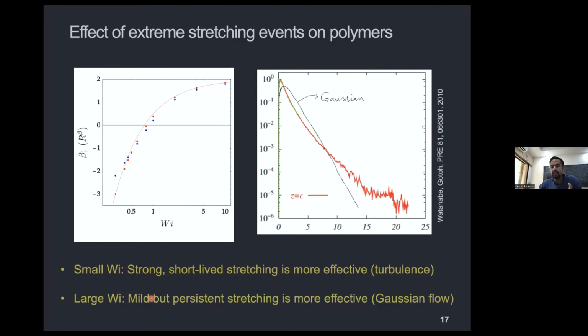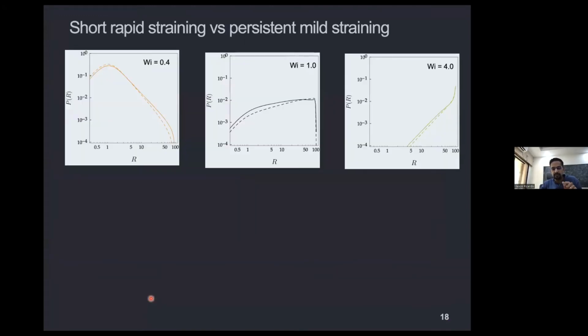So a simple physical picture is that at small Weissenberg, when the polymers do not want to stretch, they're very stiff, it's really important to have these strong stretching events that the DNS provides. That's why at small Weissenberg, the real turbulent flow is able to stretch out the polymers more than the random flow. On the other hand, when the Weissenberg is large, that's like you have a large relaxation time. The stretching now, in some sense, can sample a long history of strain rates. And under such circumstances, a mild but persistent straining can be as, if not more, effective than short-lived strong stretching. To make this quantitative, we did a persistence calculation: we looked at how long a polymer stays stretched, or what is the persistence time of a polymer in a stretched configuration.